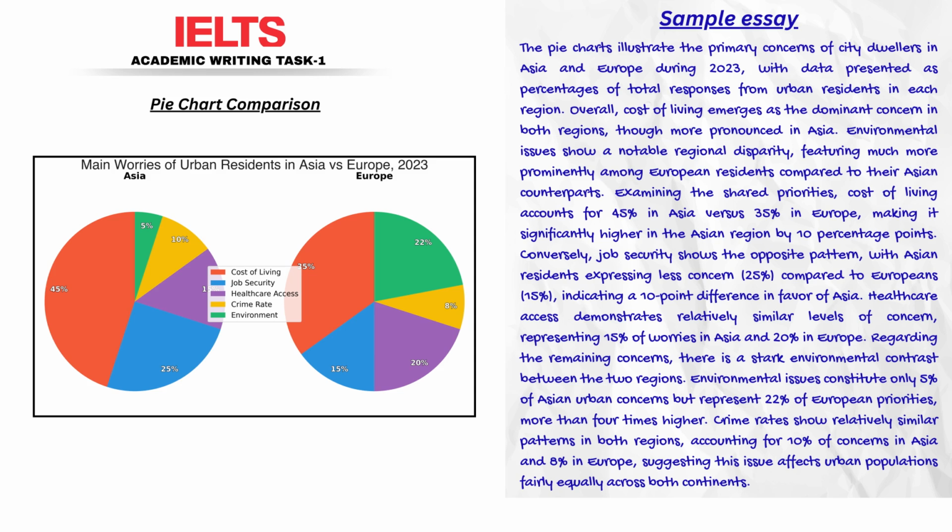So to summarize, this is a model answer due to its flawless structure, its insightful overview of regional patterns, its logical grouping of shared versus contrasting concerns, and its rich, sophisticated use of comparative vocabulary. This is your target. I encourage you to study this structure and these phrases. Practice them until they become second nature. This is how you will write a high-scoring Task 1 response.